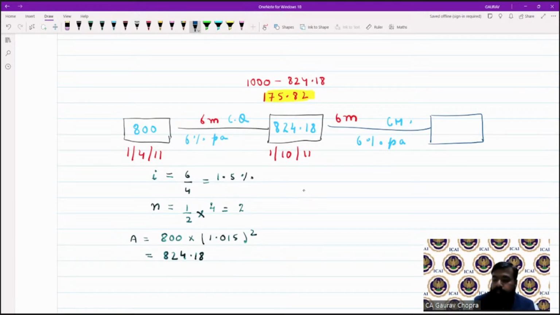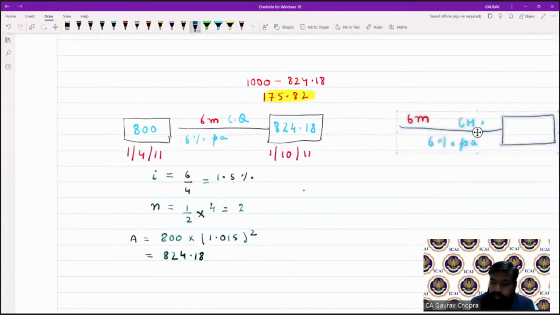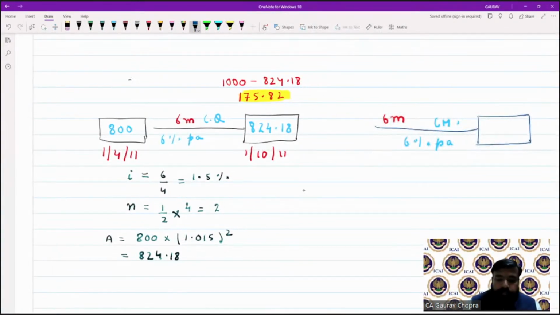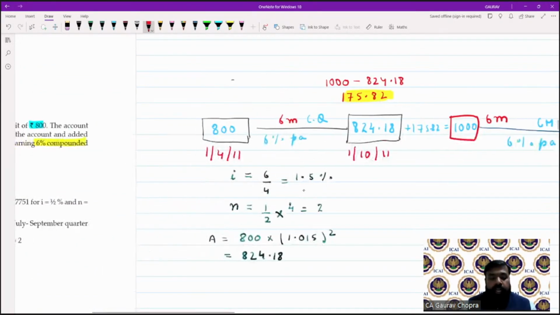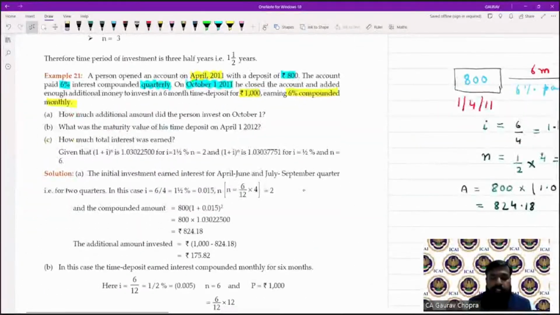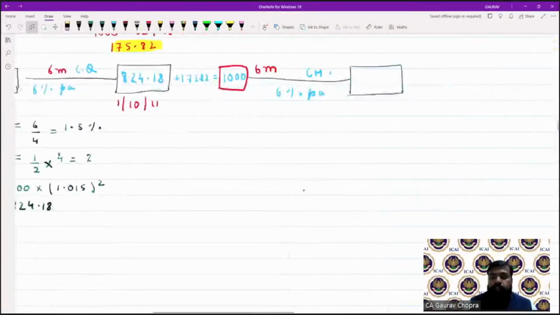So we can put some gap here. So 824.18 plus 175.82, and it now becomes 1000. So this 1000 was invested now, right? Now how much will he be receiving at the end of 6 months, that is on 1st April 2012? How much will he receive on 1st April 2012?